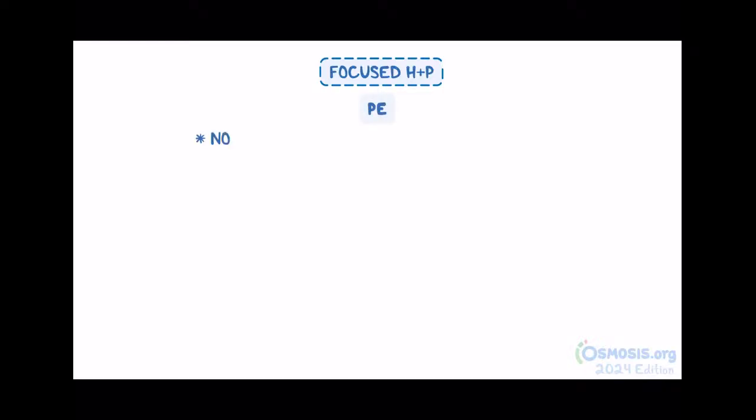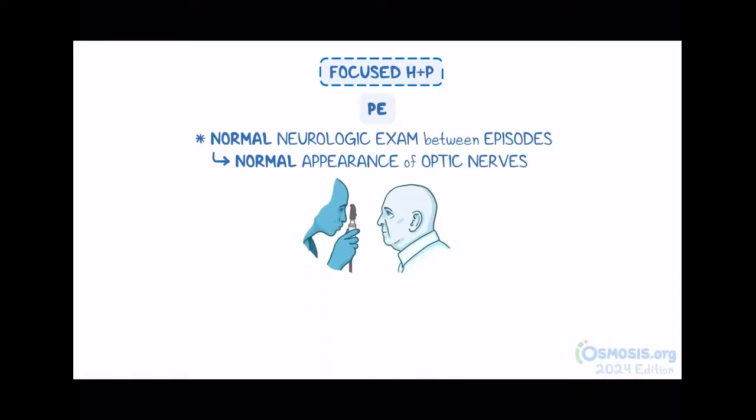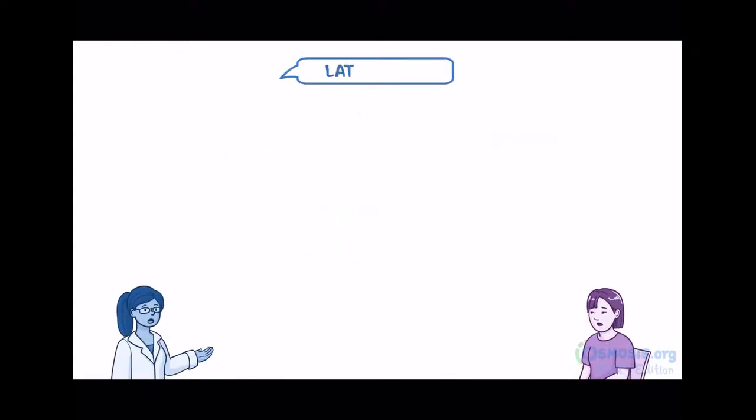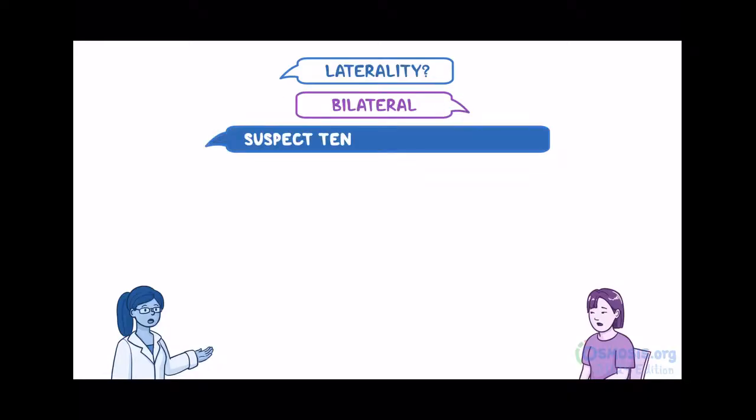Finally, the physical exam reveals a normal neurologic exam in between episodes of headache, with normal appearance of the optic nerves on the fundoscopic exam. With these findings, diagnose a primary headache. The next step is to ask your patient about the laterality of their headaches. If their headaches are bilateral, suspect tension-type headaches and assess the criteria for tension-type headaches.